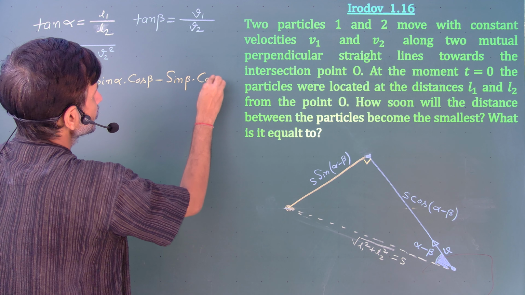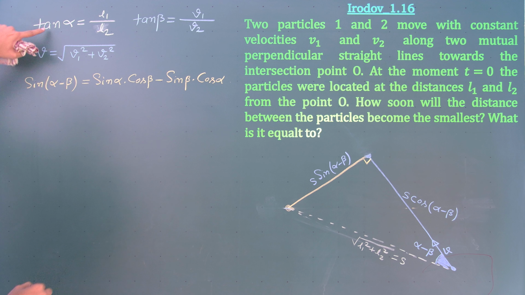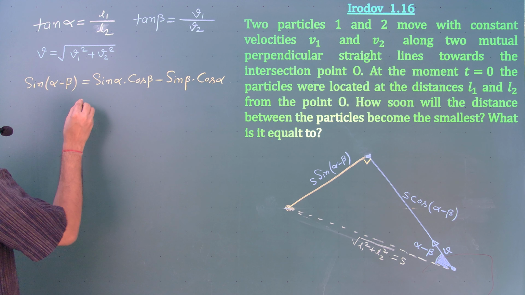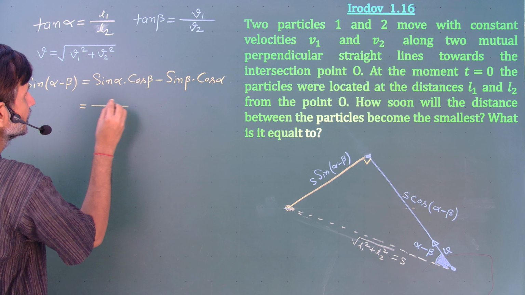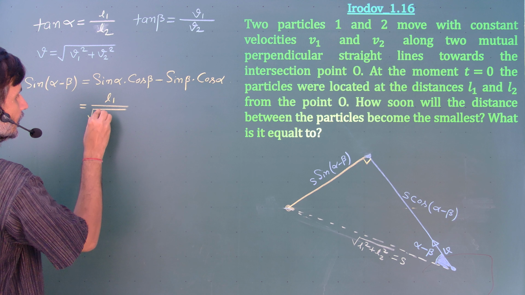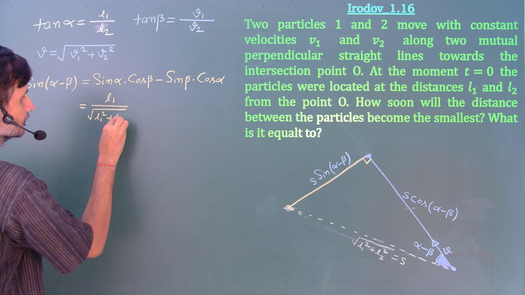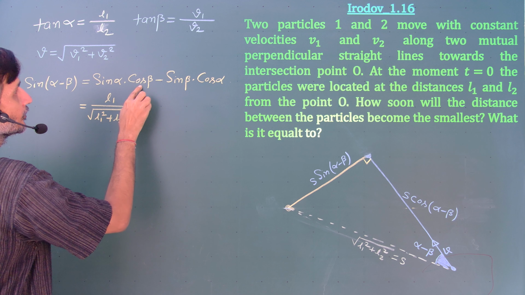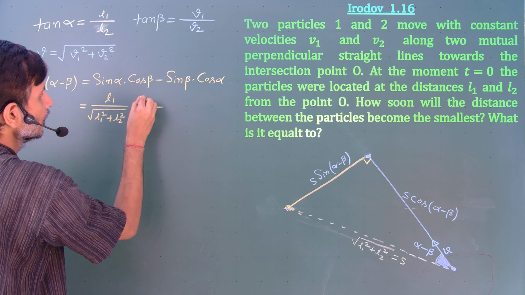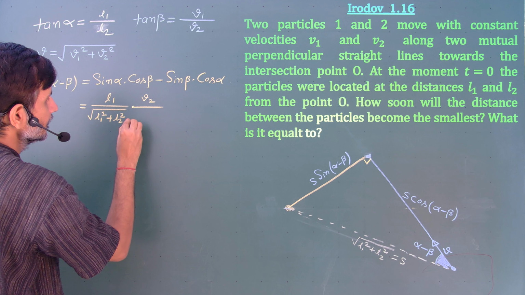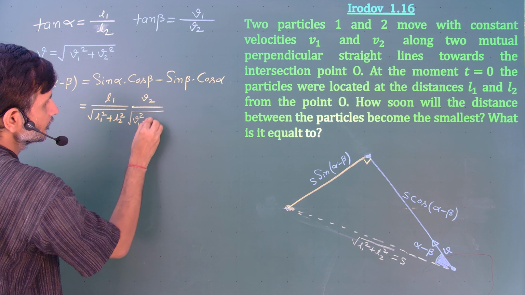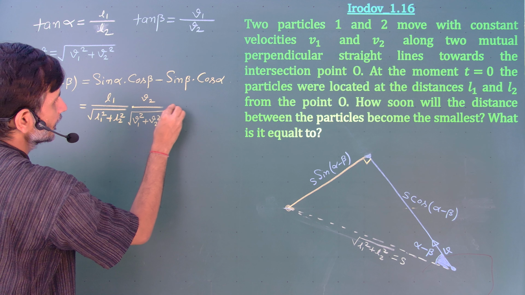into cos alpha. Now tan theta equals perpendicular by base and sin theta equals perpendicular by hypotenuse. So this number is perpendicular L1 divided by under root L1 square plus L2 square. What is cos beta? Tan beta is perpendicular by base. So this value is V2 divided by under root V1 square plus V2 square. Okay, I calculated this part.